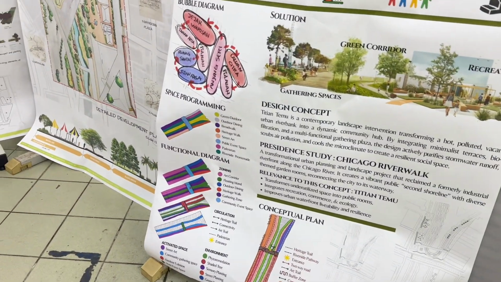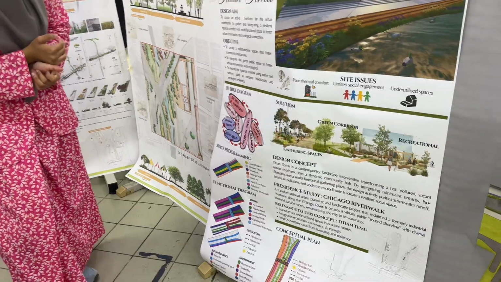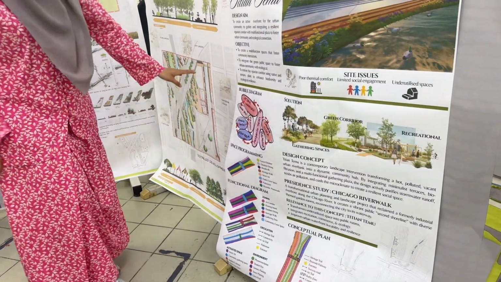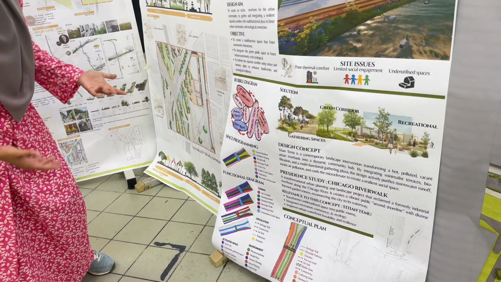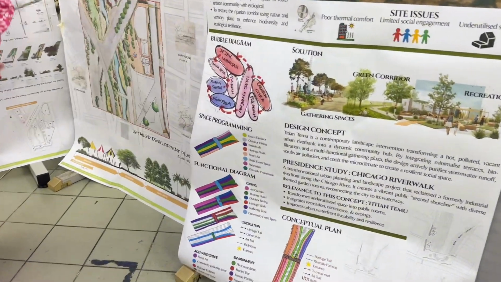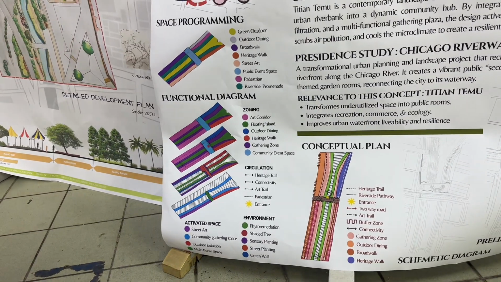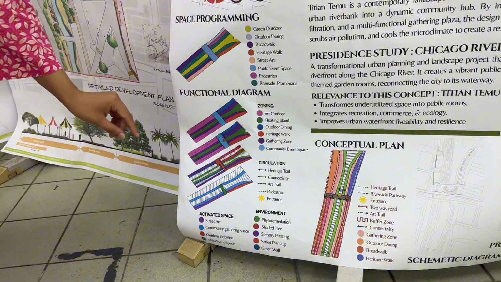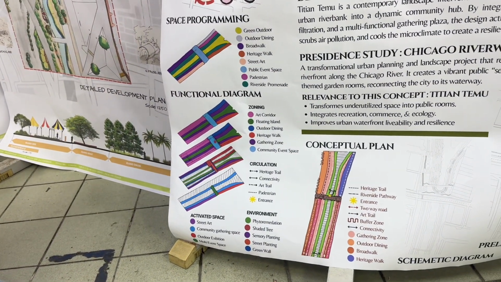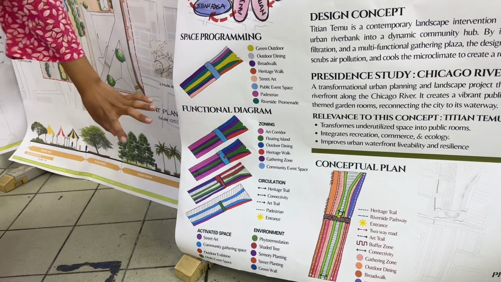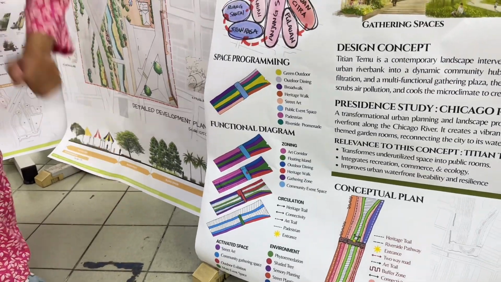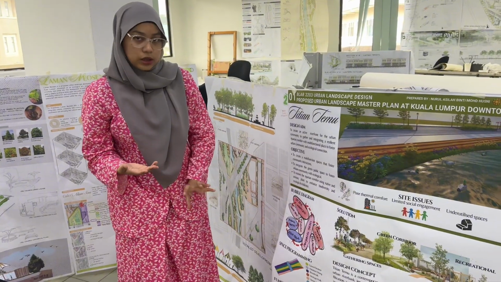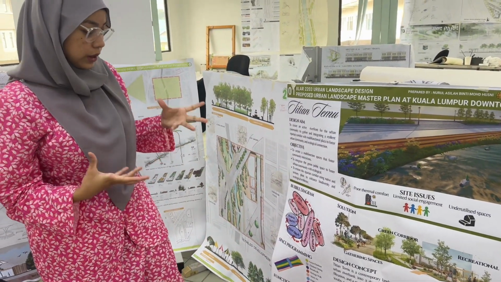Okay, so we move on to the functional diagram. I have four functional diagrams that I want to highlight. First is zoning, where you can see the art corridor, floating island, outdoor dining, and also the heritage walk, gathering zone, and community event spaces. The next one is circulation, where we can see how to access and explore this site. The next one is environment, which is mostly the green corridor and greenery in these spaces. And the last one is activated spaces. Spaces in the previous design didn't have any activity, so those are the spaces I want to activate with something that people can use.